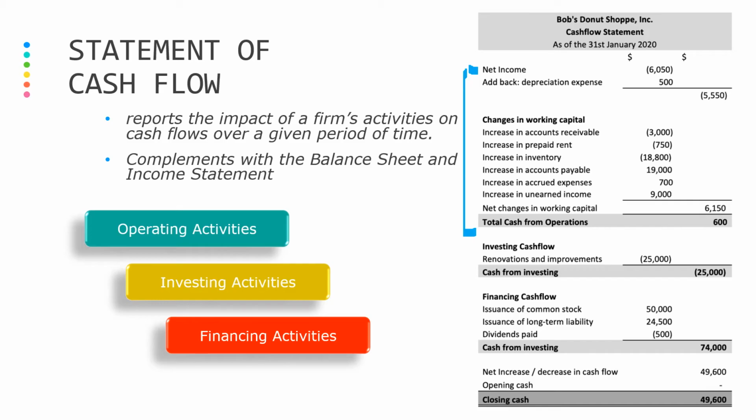Okay, so cash flow from operating activities is calculated by first taking its net income from the company's income statement. So here, we get the net income from its income statement. So Bob's Donut Shop has a net loss of 6,050. Now, since the company is preparing its financial statement on an accrual basis, what is an accrual basis?